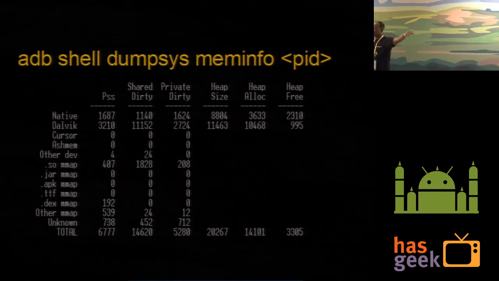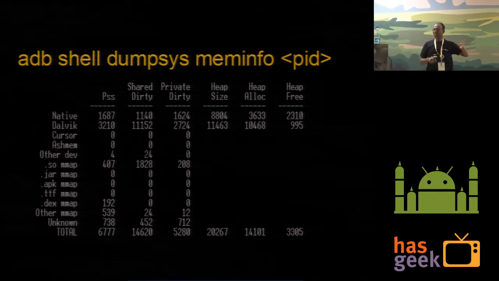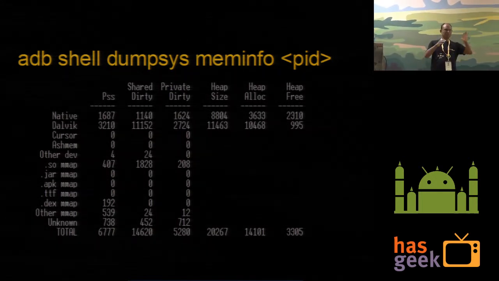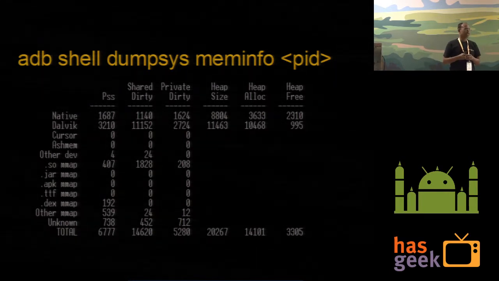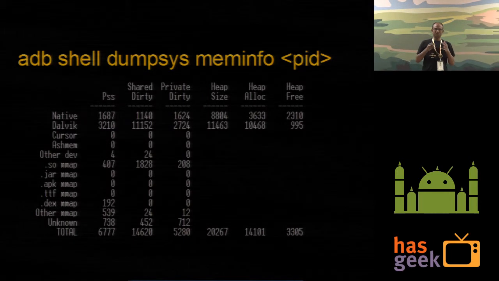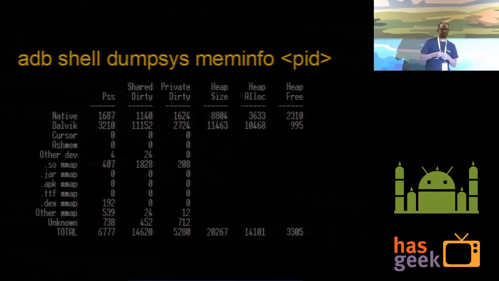If you just do adb shell dumpsys meminfo and give the PID, you'll get all this information, and you can use it to look at the memory usage of your application at any point of time.